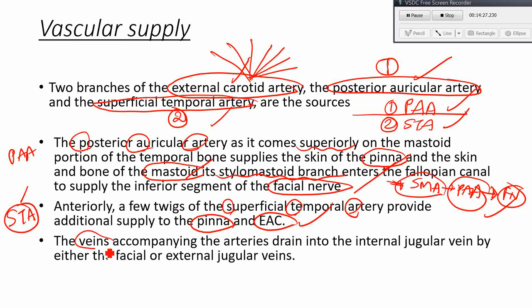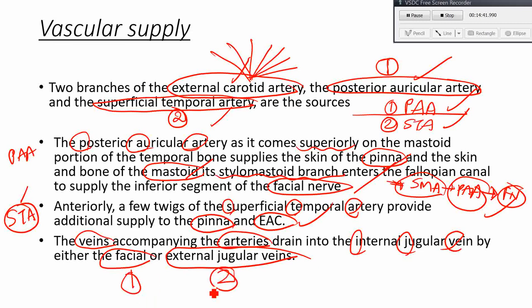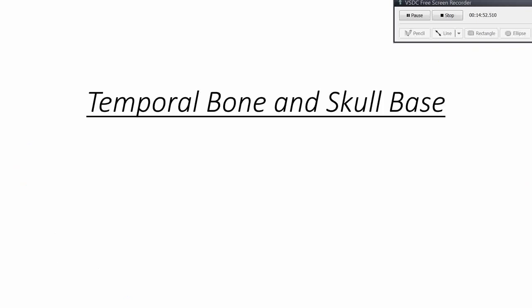The veins accompany the arteries and go to join the internal jugular vein, either through the facial vein or the external jugular vein. So either the facial vein drains into the internal jugular vein or the external jugular vein drains into the internal jugular vein. They go towards the facial vein.